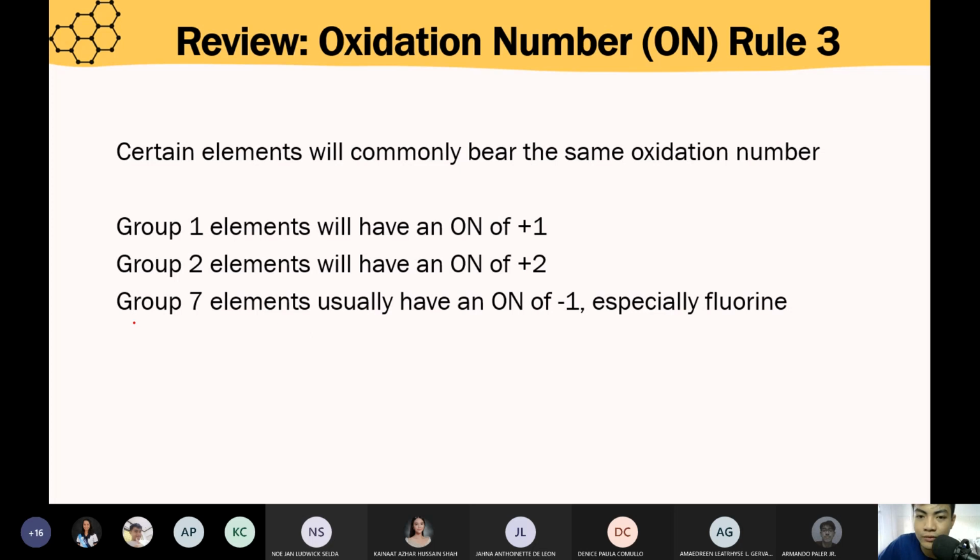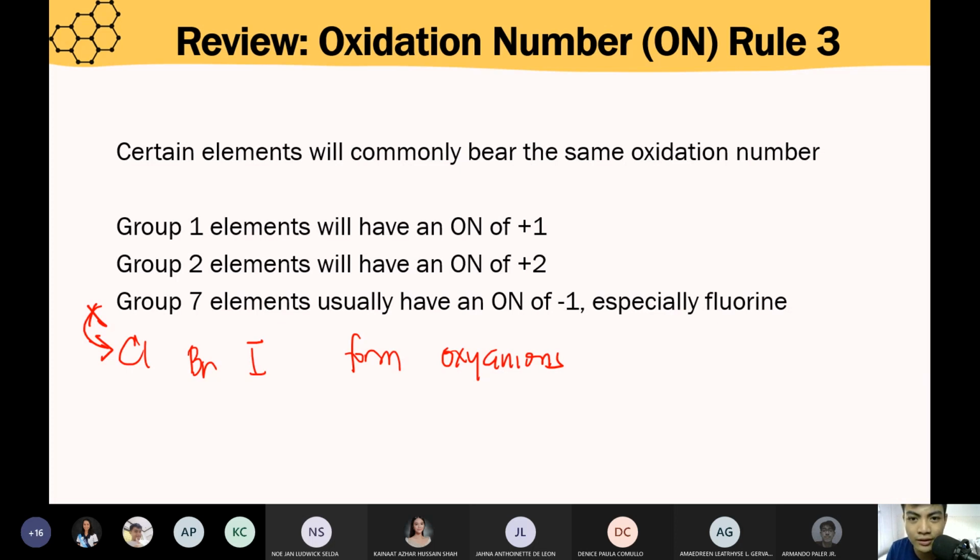For example, when your chlorine, bromine, and iodine form oxyanions, they will not follow this anymore. Okay? So, ganun lang. So, when you say chlorine, bromine, iodine forming oxyanions, then they don't follow this rule anymore. But if they are in monoatomic state, then they will follow it. Unless siya ay oxyanion.